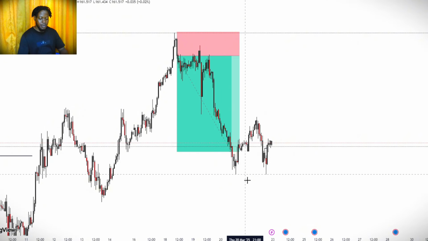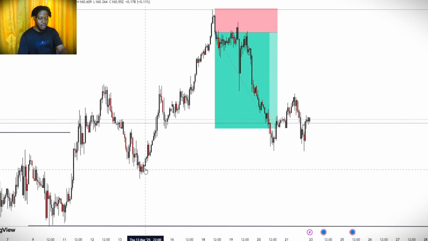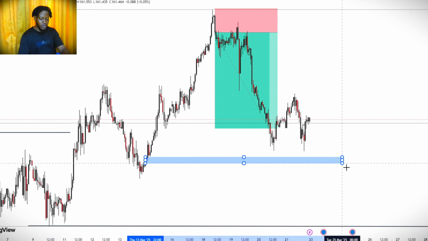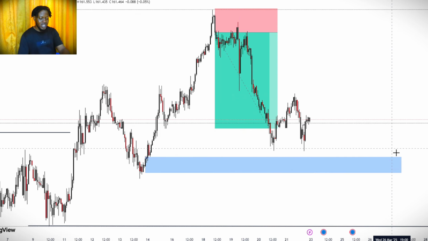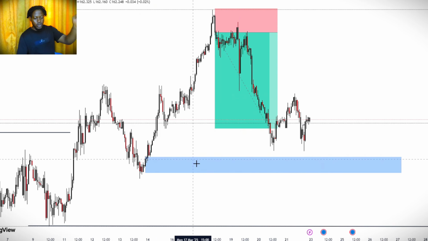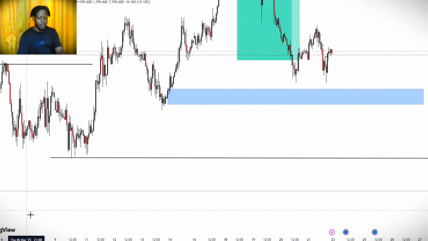I don't know if you're understanding me, because this is also a demand zone right here. There's also a demand zone at this point. Price can respect this demand zone and keep going up. Then after price gets to some point, it can retrace and come and fill this fair value gap. You will never ever know. You can't tell.